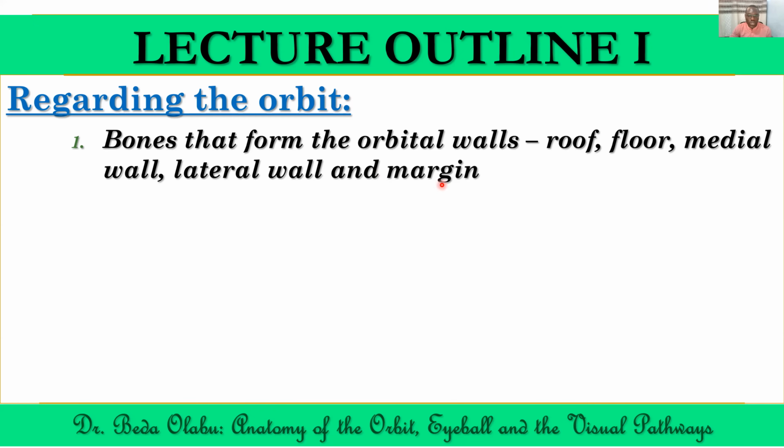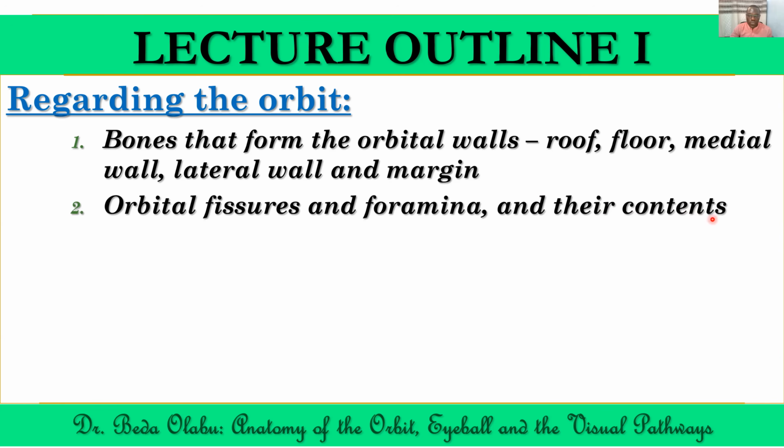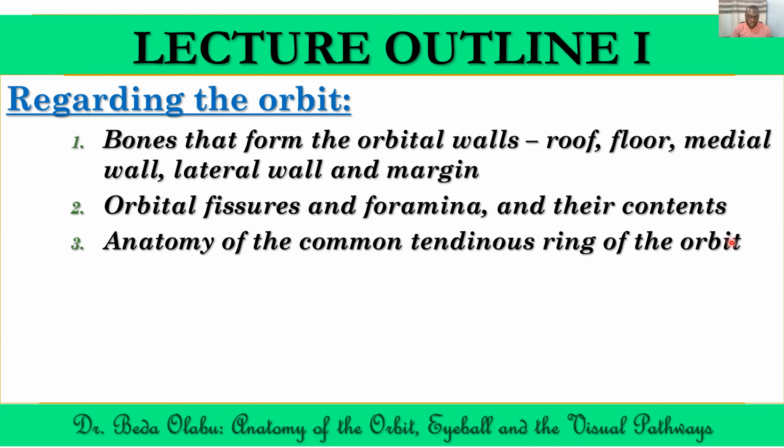For this, we are going to look at the following: the bones that form the orbital walls. The orbital walls can be considered as a roof, floor, medial wall, lateral wall, and the margin. Also, the fissures and foramina that are within the orbit. We'll also look at the contents of them. There's something called the tendinous ring, and we're going to look at the structure of the tendinous ring.